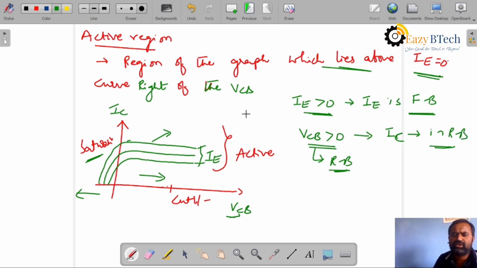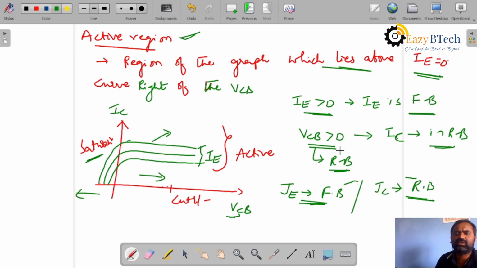Now the active region is nothing but the JE junction in forward bias and the JC junction in reverse bias. When the transistor operates in this region, it is known as the active region.